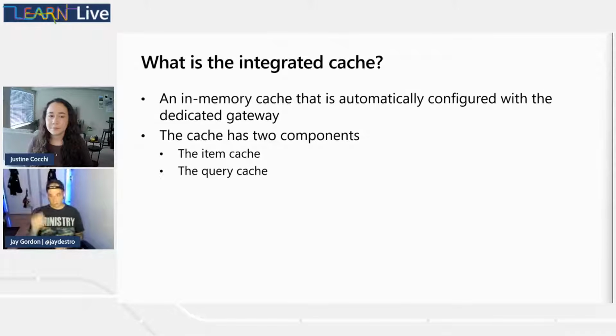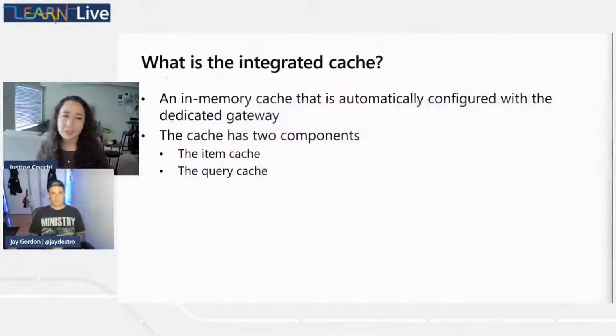So we're not directly just putting in our connection string. Is that right, Justine? Yeah, exactly. So the dedicated gateway is actually separate compute that has its own connection string. And if you want to use the integrated cache, you go through the dedicated gateway. So they kind of come together as a package deal.